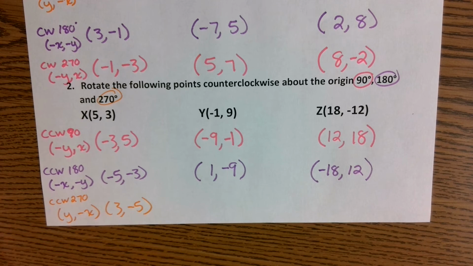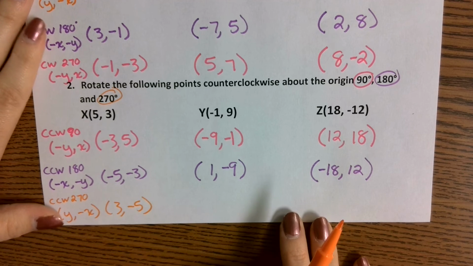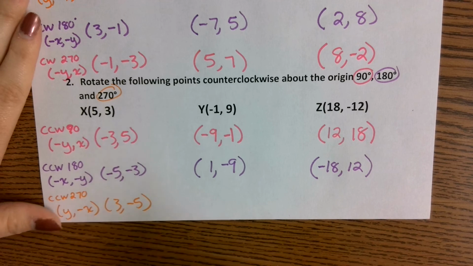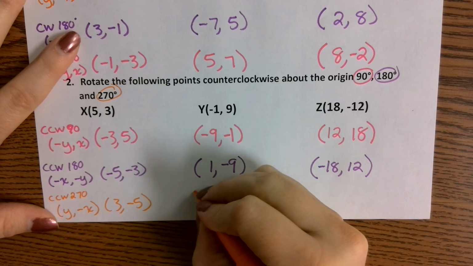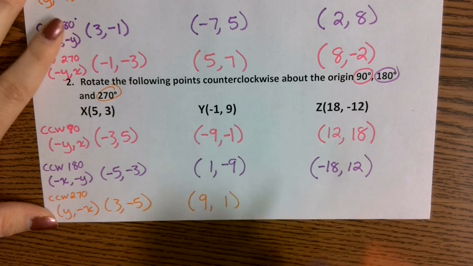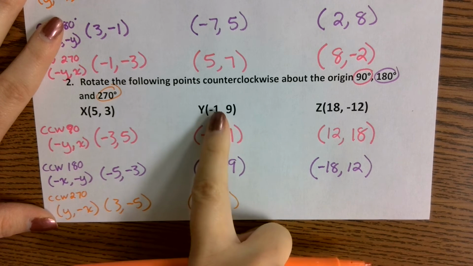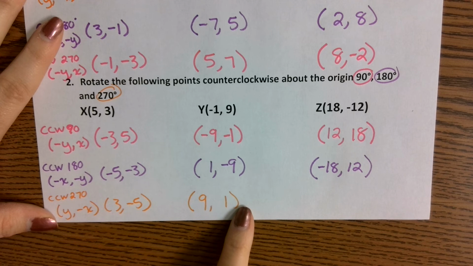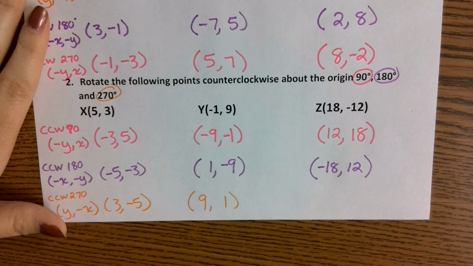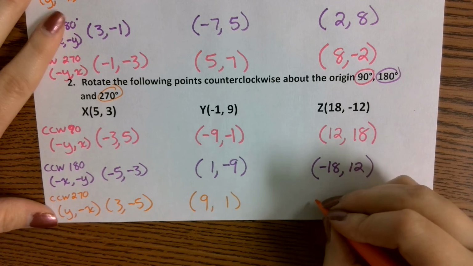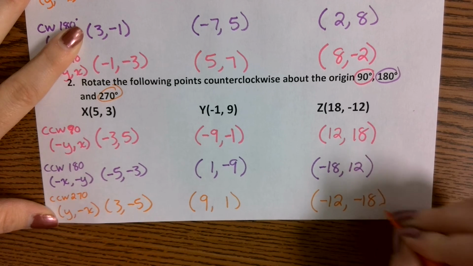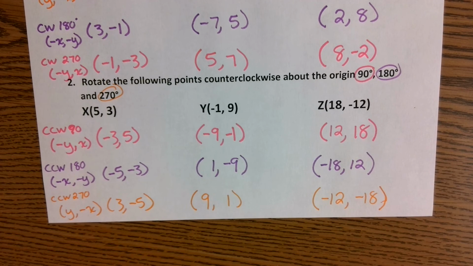All right. Counterclockwise for 270 degrees. Counterclockwise for point Y. Let's go with Divya. What did you get? 9, +1, right? The Y value comes to the front. The opposite of the X goes on to the back. Okay, and then for our point Z, Bridget? -12, -18. Very good.